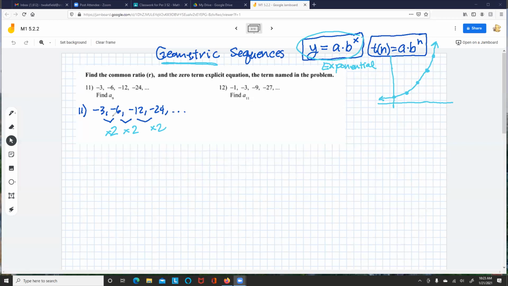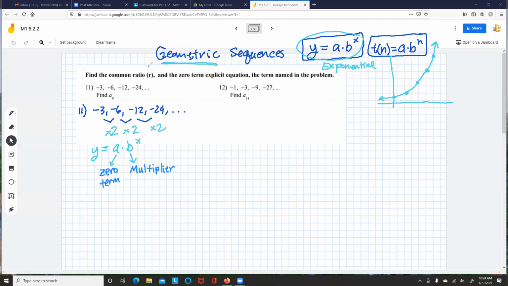Let's go ahead and come up with an equation. Okay, so I'm going to use that y equals a times b to the x power. So who remembers what a and b stand for? What do a and b stand for? So A stands for the zero term, right? Somebody typed in the chat, so let me go ahead and look at that. Good. A is the zero term or the y-intercept. And B is the, what is B? We call it the multiplier, right?